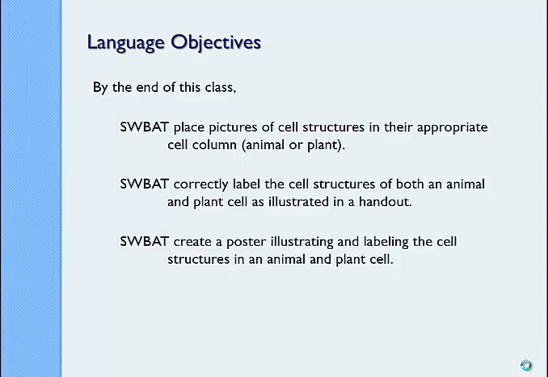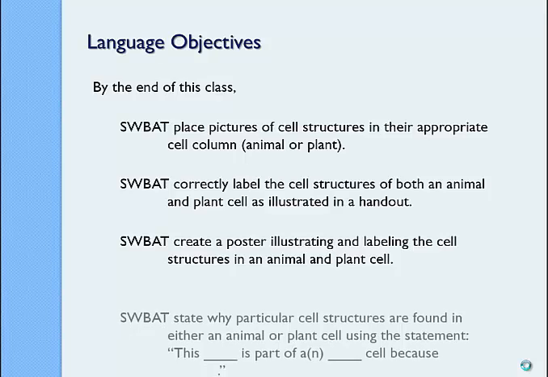Students will be able to create a poster illustrating and labeling the cell structures in an animal and plant cell. So this requires the student to have a lot more language ability. They're producing it either out of their own head or perhaps they're copying from a book, but still it's not given to them and just asking them to manipulate it.